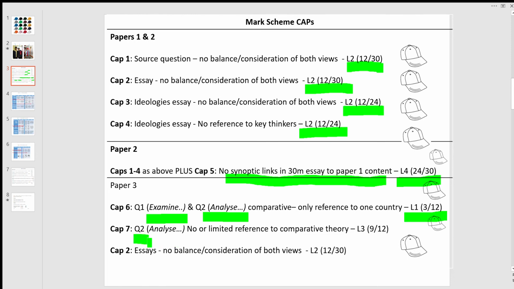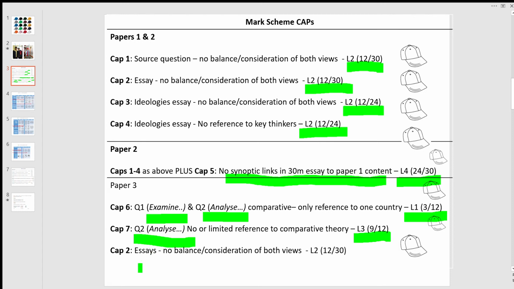In the analyze question, it's similar to question 1. It'll ask you to analyze or examine aspects between the 2 systems, but then with the comparative theory, you've got to then give a reason as to why the systems are different or why they're similar. And there's 3 comparative theories: structural, cultural, and rational, which we'll do near the time. But if you make no or limited reference to the comparative theory, you're going to get capped at level 3, a maximum of 9.